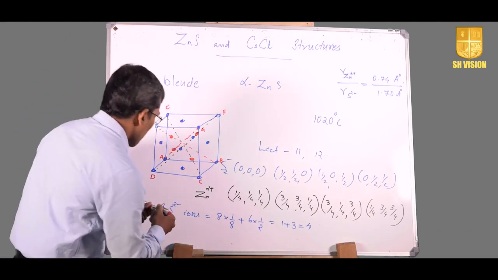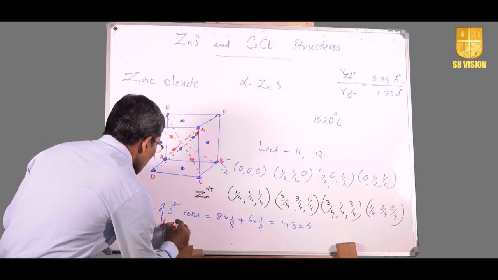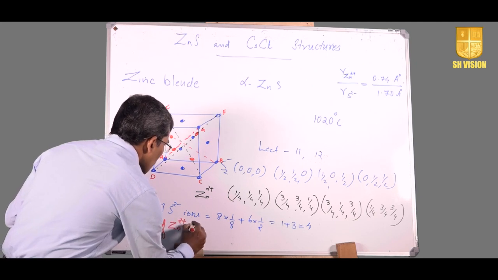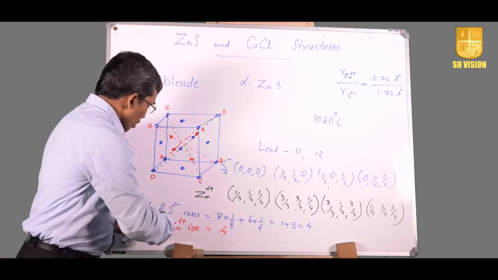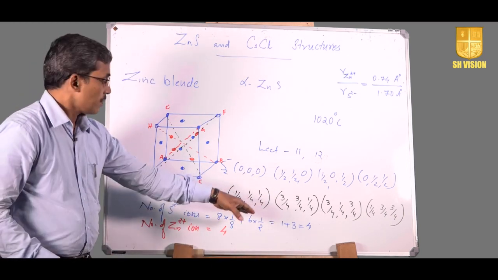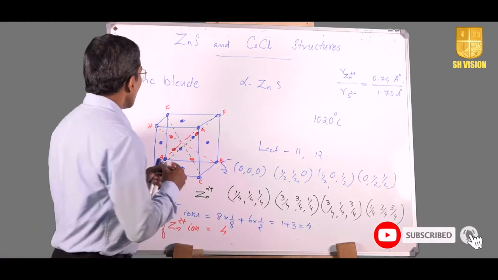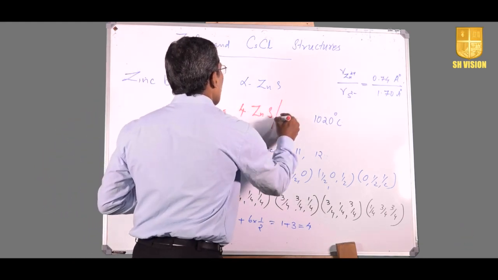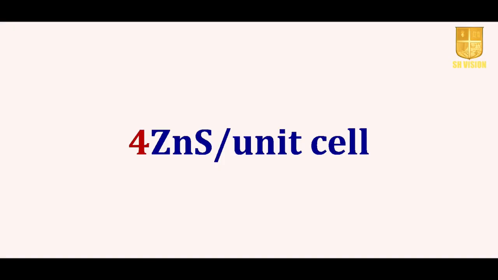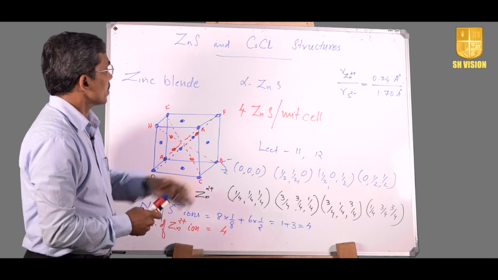So the number of zinc ions is equal to 4. Therefore the total is 4 plus 4, 8 ions, or we can say there are 4 zinc sulfide per unit cell. So this is how zinc sulfide is formed.